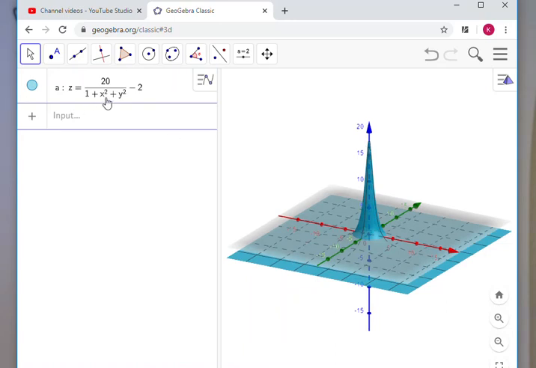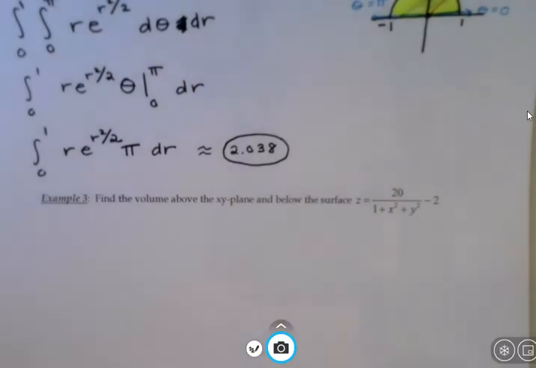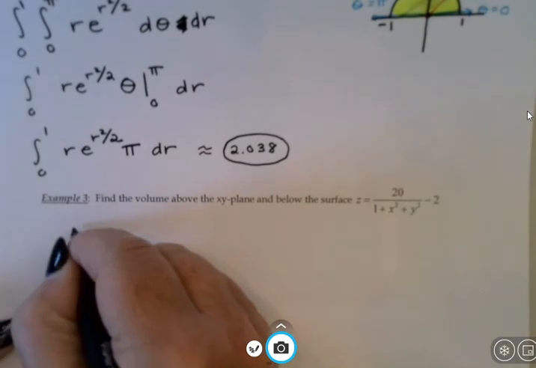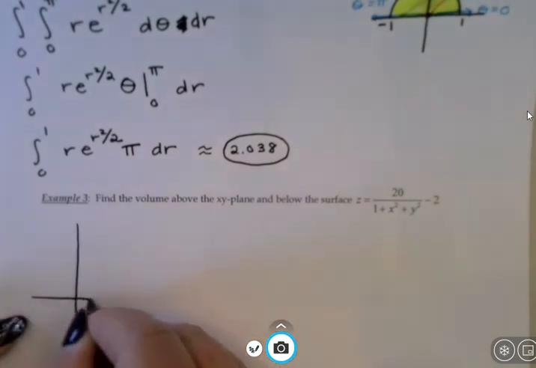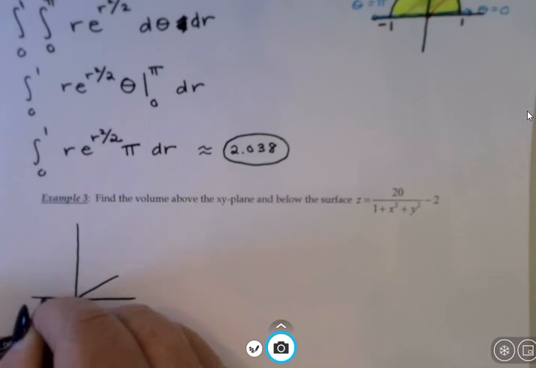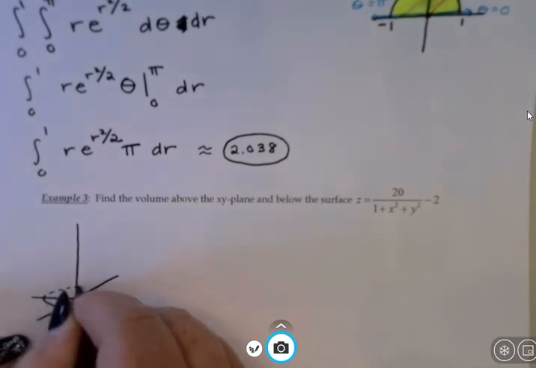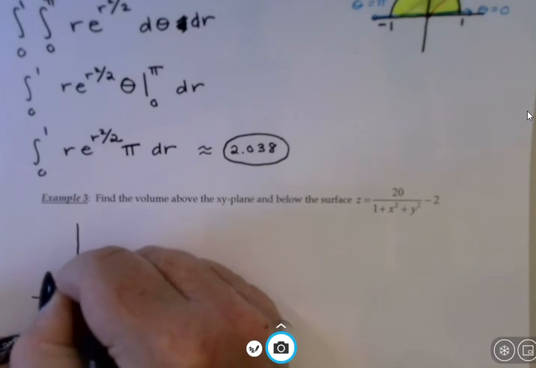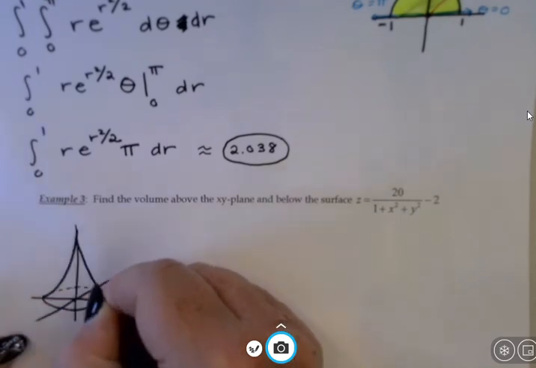And that makes sense. When x and y are both 0, I'd have 20 minus 2, or 18. Should be that peak right above the origin. So I can see what my graph looks like. I can also see the intersection in the xy plane looks like it's going to be a circle here. So I'm going to take that back and I'm going to sketch that, and then we'll talk a bit more about what this tells us. So it looked like in the xy plane I had a circular intersection, and then this thing went up to this peak right above the origin.